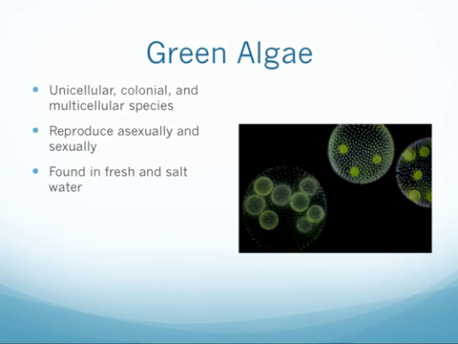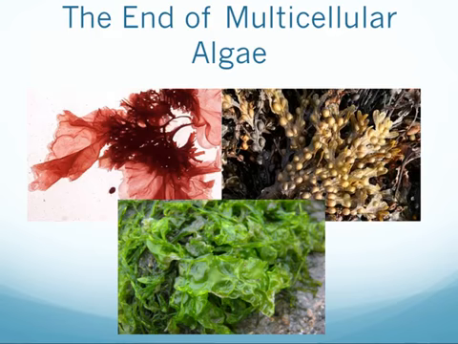There are unicellular, colonial, and multicellular species of green algae. This is a pretty famous one, Volvox. They live in colonies. They reproduce asexually and sexually, and they can be found in fresh and salt water. So that's multicellular algae, that's seaweed. Red algae, brown algae, and green algae.